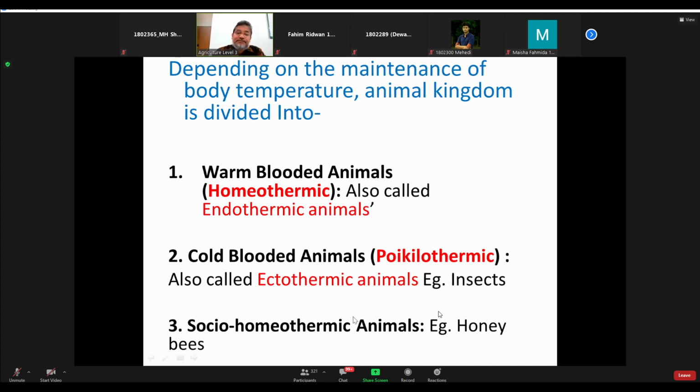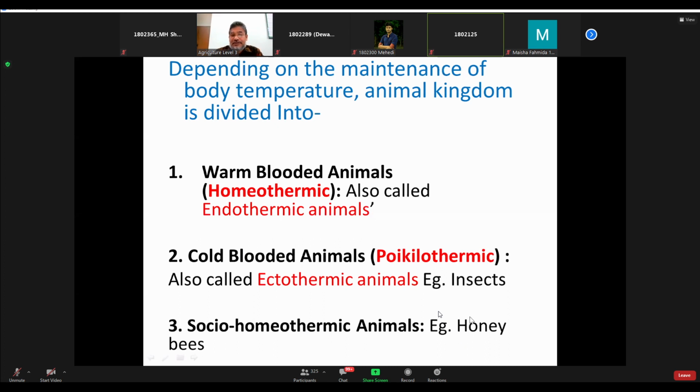So insect is a poikilothermic animal. Insect is an ectothermic animal. Insect is a cold-blooded animal. And some insects, a few insects, can also be called socio-homeothermic animals. Although they are poikilothermic, they still have some ability to change their environmental temperatures. For example, the honeybee. When the environmental temperature is too high, the honeybee is an insect, but they can maintain their environment.